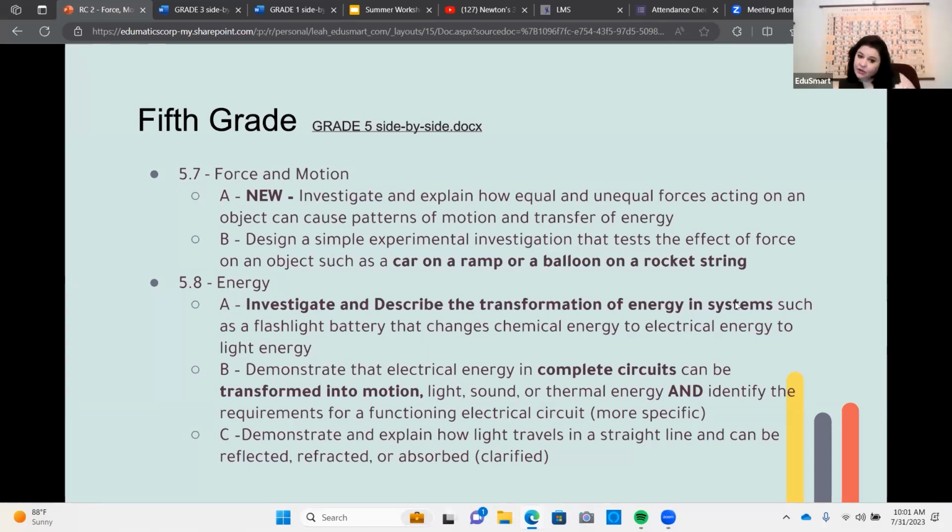So they've added that recurring theme of systems, such as a flashlight battery that changes chemical energy to electrical energy to light energy. That's a lot more rigor than it used to be. It used to just be, know the forms of energy. Not so much anymore. B says demonstrate that electrical energy in complete circuits can be transformed into motion, light, sound, and thermal energy, and identify the requirements for a functioning electrical circuit.